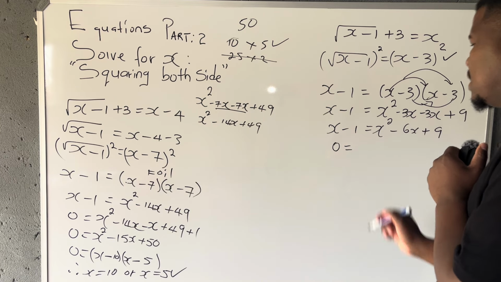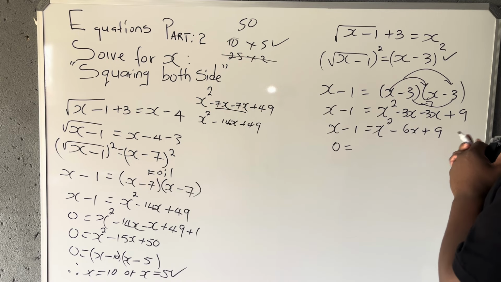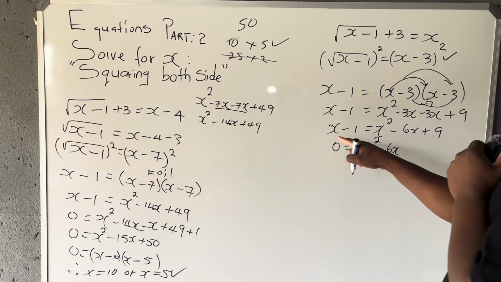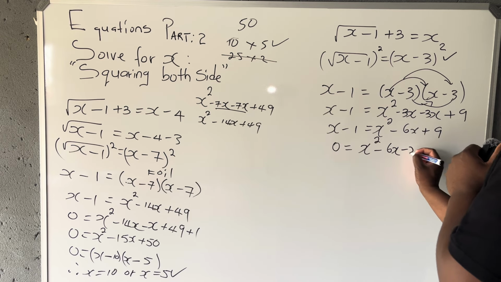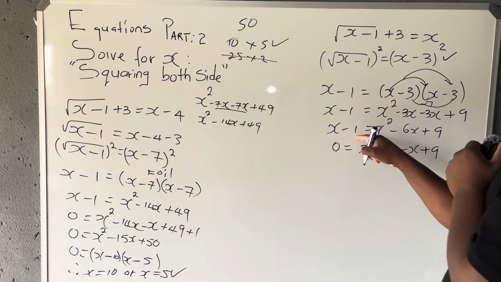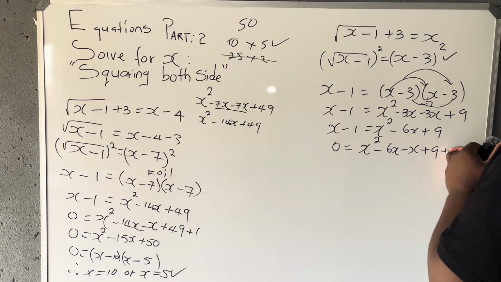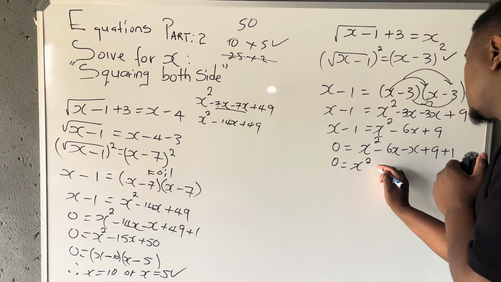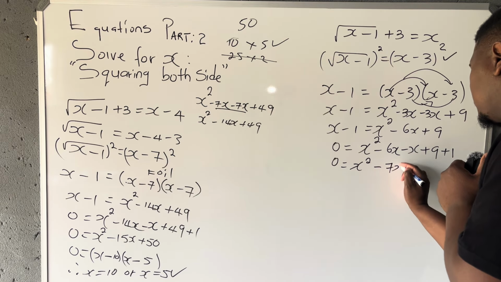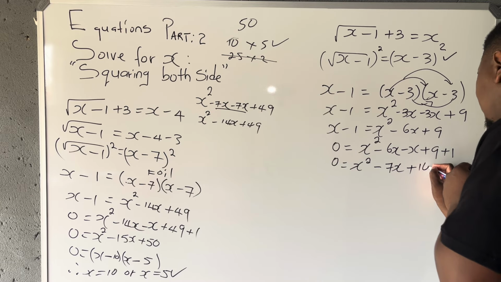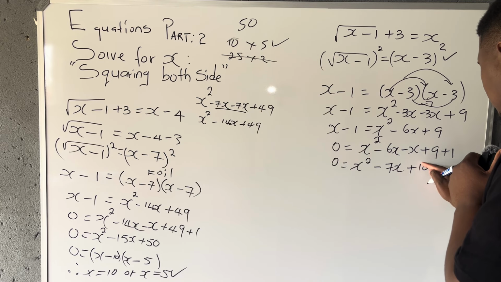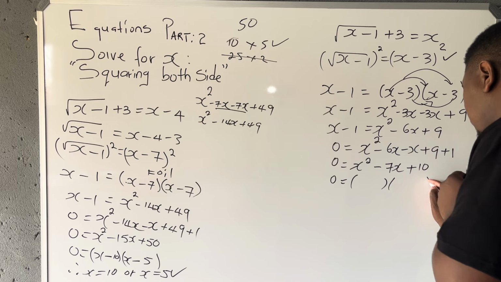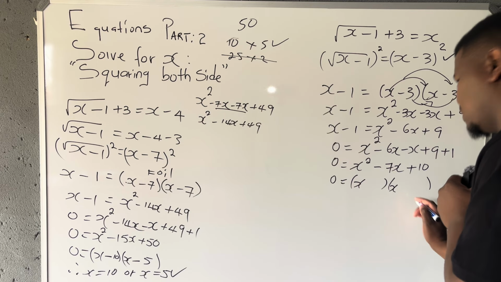Now, assuming that this must be transposed to the right, I'll just group them, but on the right-hand side. x was positive, now it will be a negative. 1 was negative, now it will be positive. So, what is the result? This will give us negative 7. This will give us a 10. So again, just like the previous one there, let's factorize.